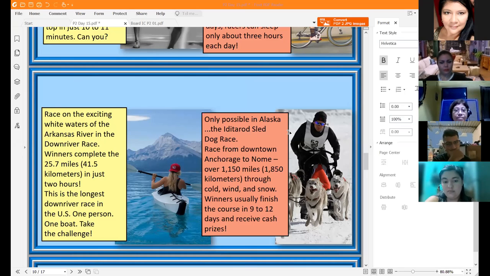And the last one, yeah, this is the last one, only possible in Alaska. The Iditarod Sled Dog Race, race from downtown Anchorage to Nome, over 1,150 miles. That is 1,850 kilometers through cold, wind, and snow. Winners usually finish the course in 9 to 12 days and receive cash prizes.